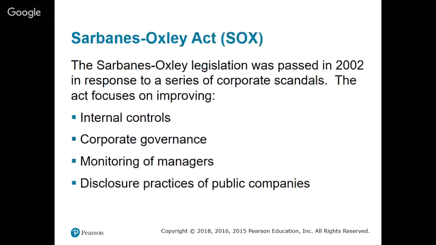We're going to talk about the Sarbanes-Oxley Act, which was passed in 2002 in response to a series of corporate scandals, of which WorldCom was one. It focuses on internal controls, corporate governance, monitoring of management, and the disclosure practices of companies. What this did was put more control on audits, how the company reports things, and of course penalties if they don't record things right.